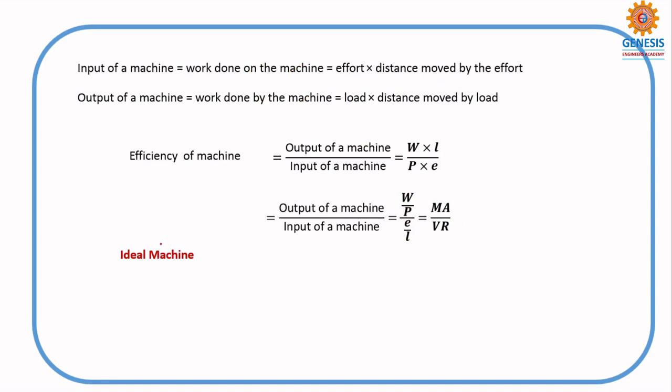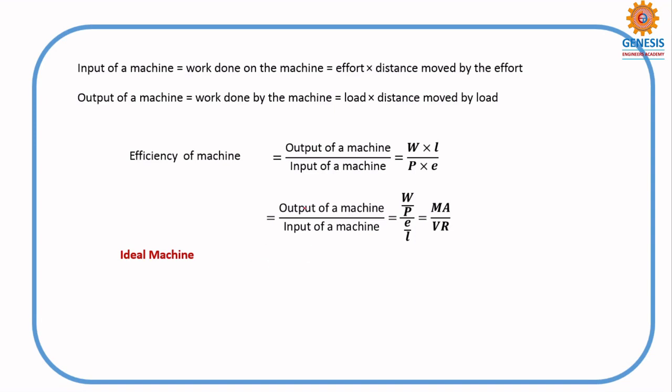So what is meant by ideal machine? In an ideal machine there is no friction. Friction is one culprit which will reduce the efficiency of the machine, and because of this friction you have to apply more effort. You understand? So there is a loss of some power, that is friction. So a machine where there is no friction, we call that machine an ideal machine.